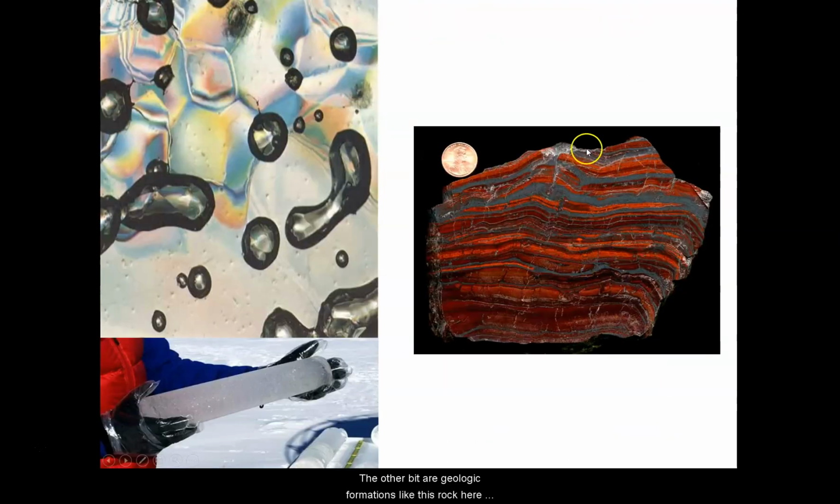The other bit are geologic formations like this rock here. You can see these bands. These bands are created because the Earth's atmosphere is what we call reducing. You can think of this as rust formation. So it had a reducing atmosphere. There was not oxygen present in it, at least in O2 form. So therefore, a lot of chemical reactions could occur in the absence of oxygen.